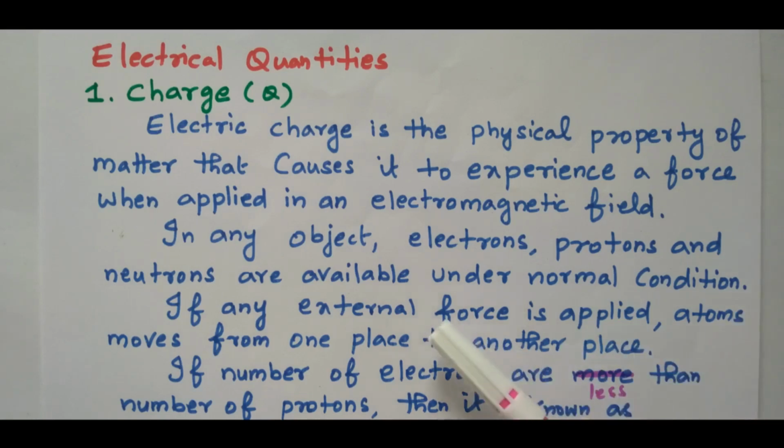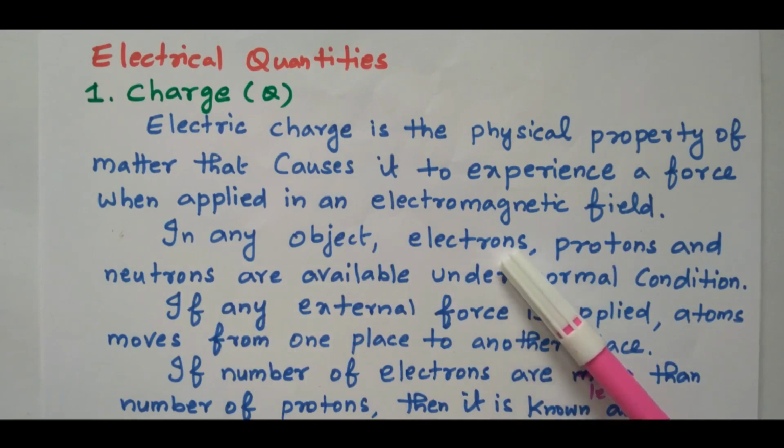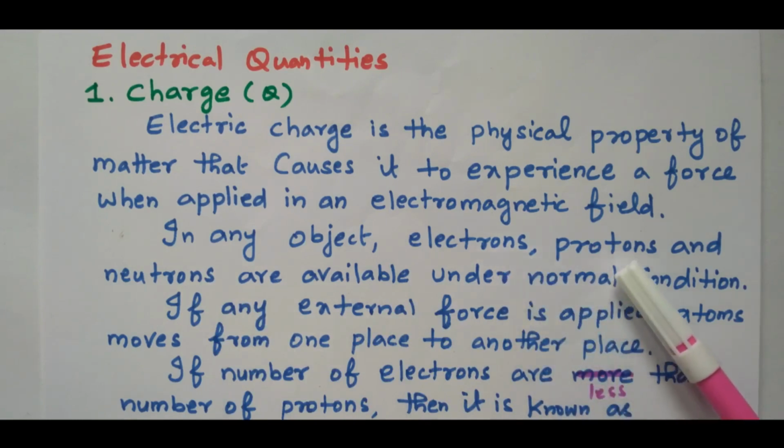In any object there are a number of electrons, protons and neutrons available under normal condition. The electron has a negative charge, the proton is a positive charge, and the neutron is neutral. There is no positive or negative. So under normal condition there is no movement of electrons. If any external force is applied, then the atom will move from one place to another place.